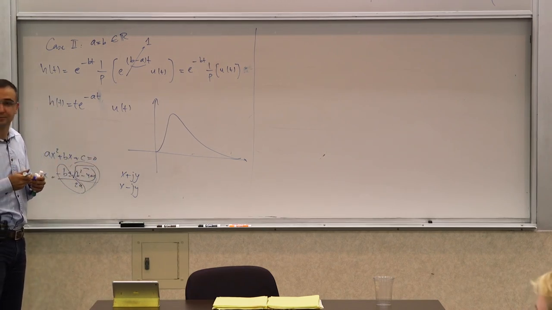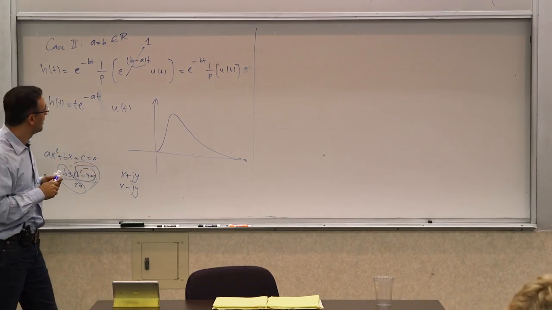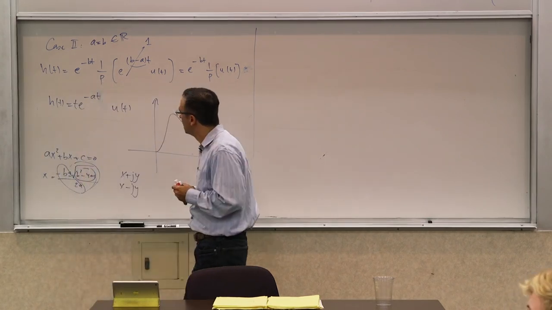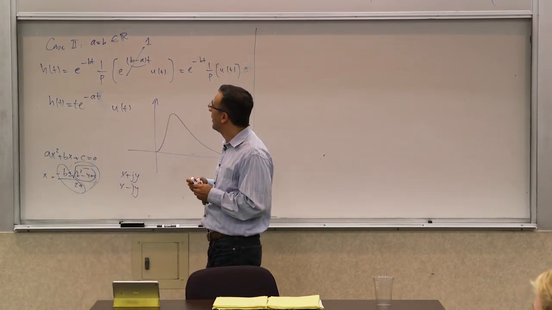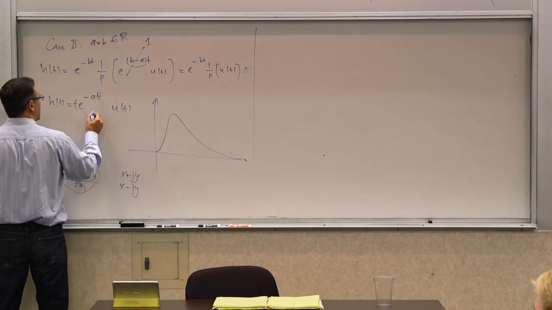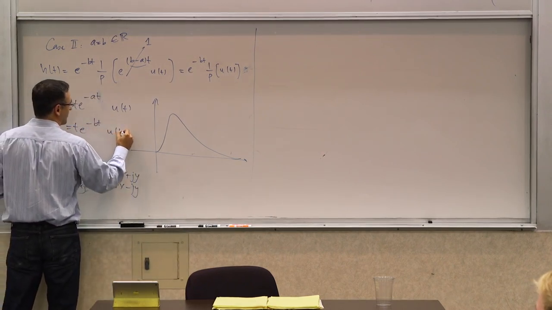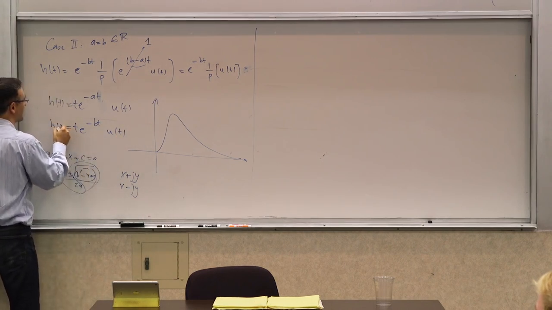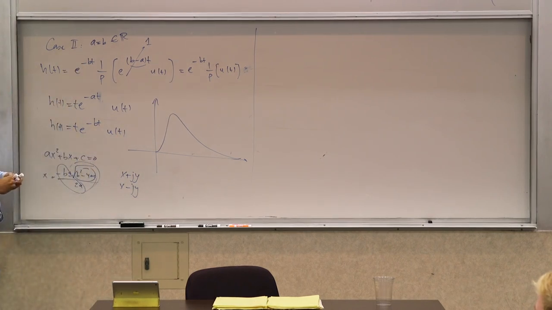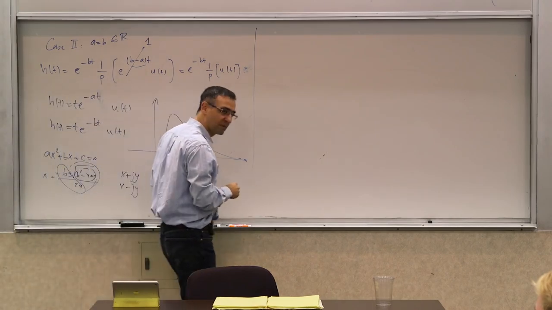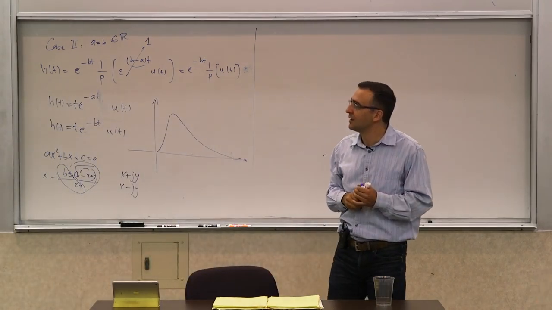Yes? Going from e to the negative bt, 1 over p u of t, is that supposed to be a bt? I basically threw a in there because a is equal to b. Okay. You could write it this way too. They are the same, right? Because in this case, they are the same thing. Okay? Any other questions? All right.